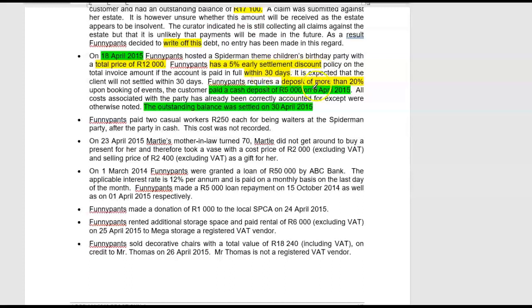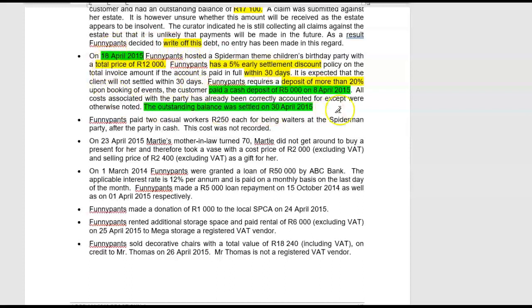Now this deposit is not that kind of deposit. What is this deposit? This is actually a prepayment on the amount that they will owe Funny Pants once the party has taken place. So you're never going to receive back that 5,000 Rand. It's not a claimable deposit. It means that that 5,000 Rand is actually a down payment on the total amount that they will owe once the party takes place. So that's the first thing that happens in this paragraph.